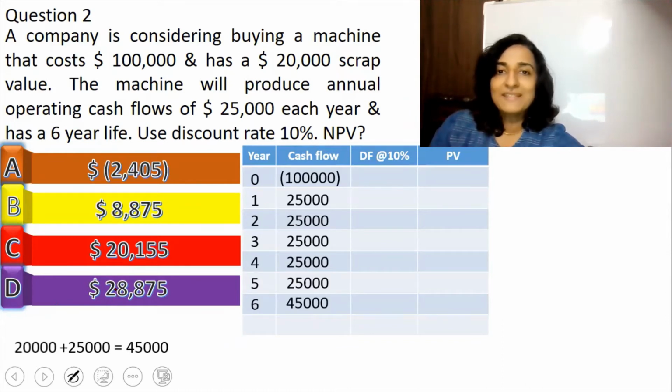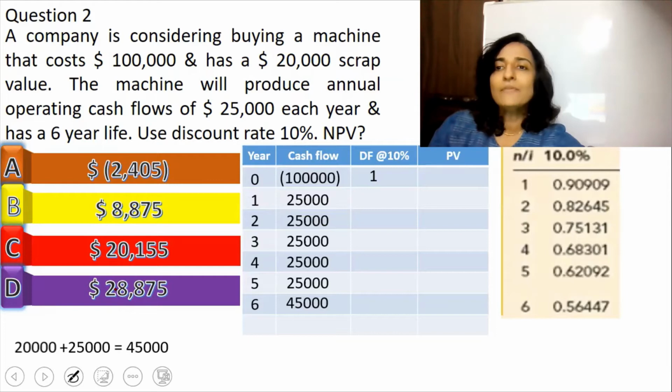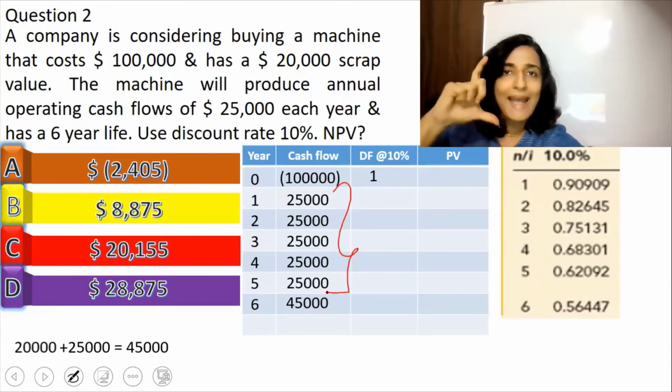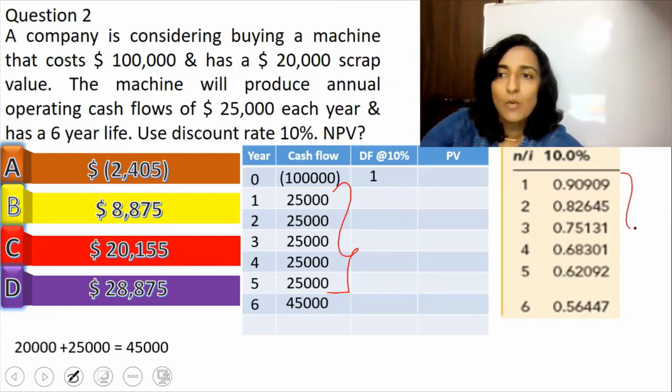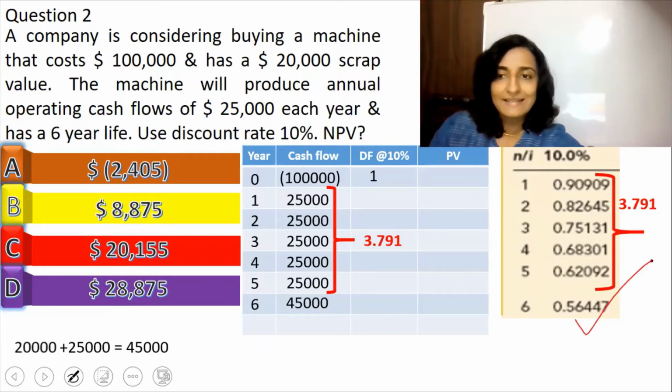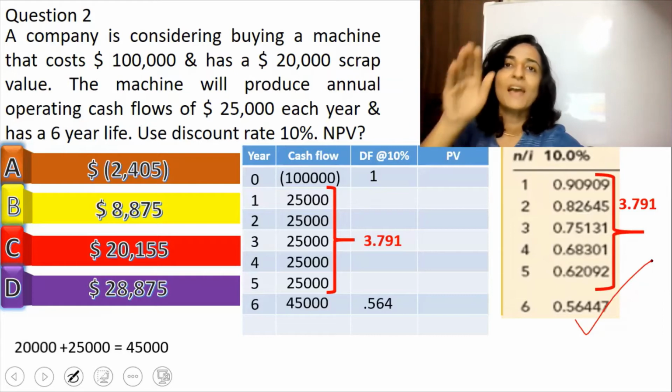Discount factor at the rate of 10%. In year 0, it's always 1 because that's already in present value terms, because that is now. And then you have the present value factors. At the rate of 10%, if you notice here from year 1 to 5, you have the same figure. So what should you do? Add the present value factors from year 1 to 5. You get the total as 3.791. Write the same figure against the discount factor. And as for the last year, it's a different amount because it's 45,000. So we just copy the present value factor of year 6, which is 0.564. So we have the discount factor.